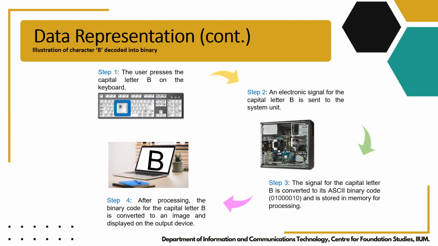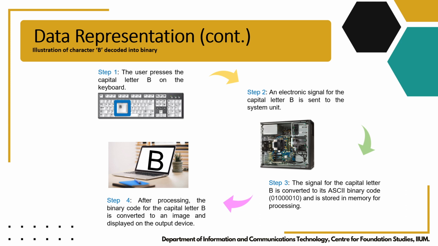Next, when we look at this slide, this is an illustration of the data representation of the character B being encoded into binary. Computers utilize ASCII code. We have a few types of binary codes, or computer codes, and one of them is ASCII. They are used to convert text or other data into binary representation.